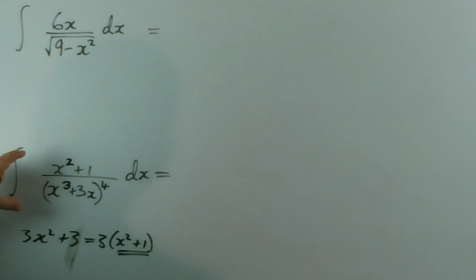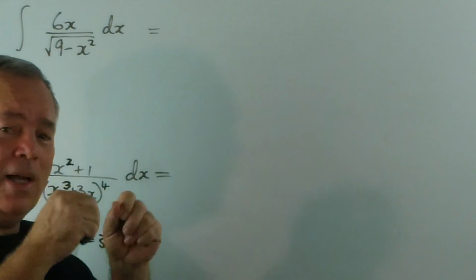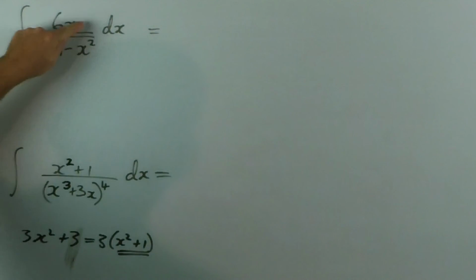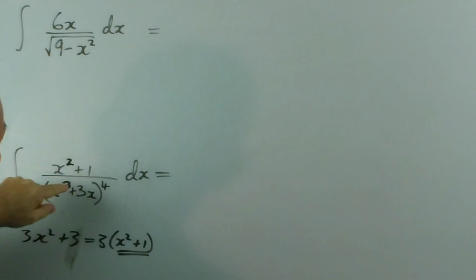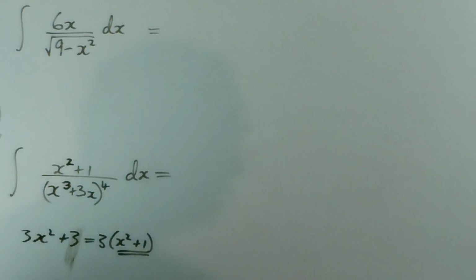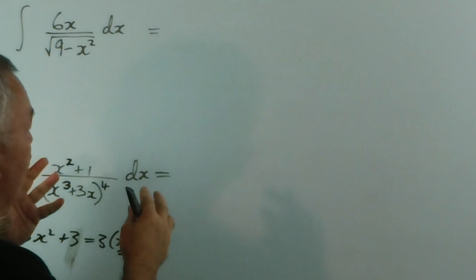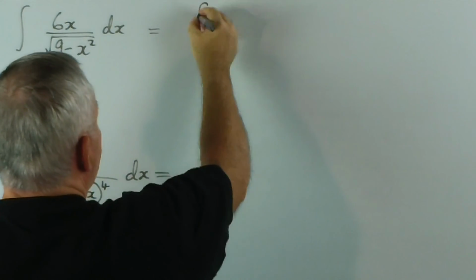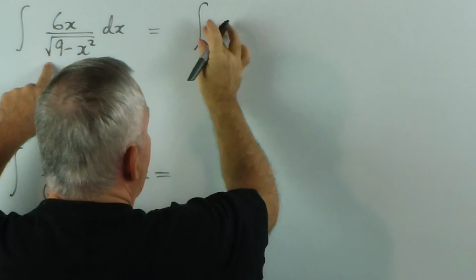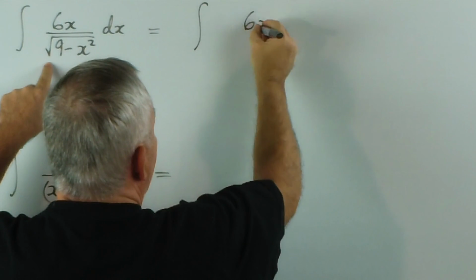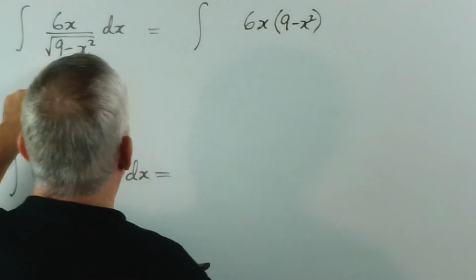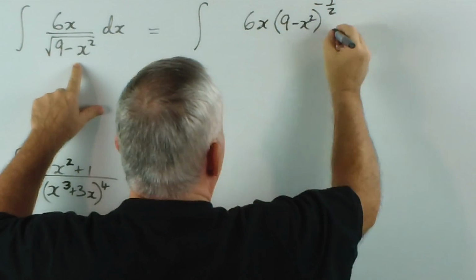So if you can recognise these, you suddenly realise this is the key to unlock how to integrate these particular functions. Here we have effectively, apart from the constants, the derivative of what's in here, and here we have the derivative of what's in here. To make it more obvious, we're going to change everything into index form. So let's do that with each of them. I'm going to leave a gap for my constants. I'm going to write 6x times 9 minus x squared to the power -1/2 dx.